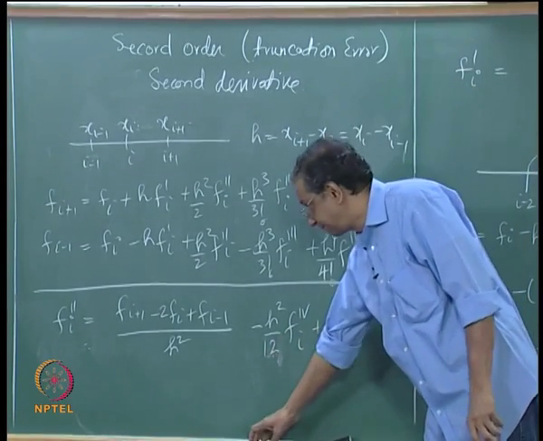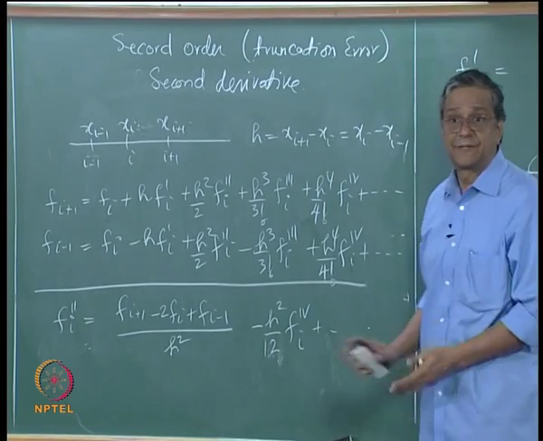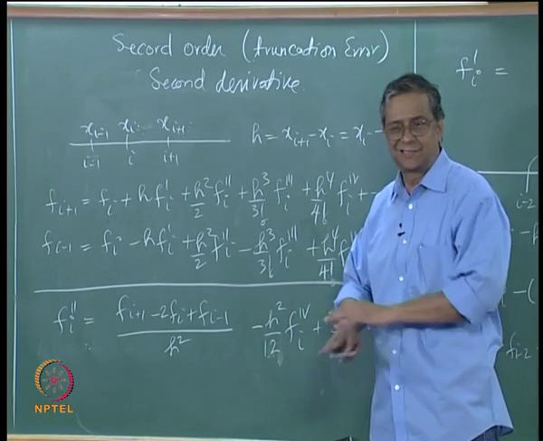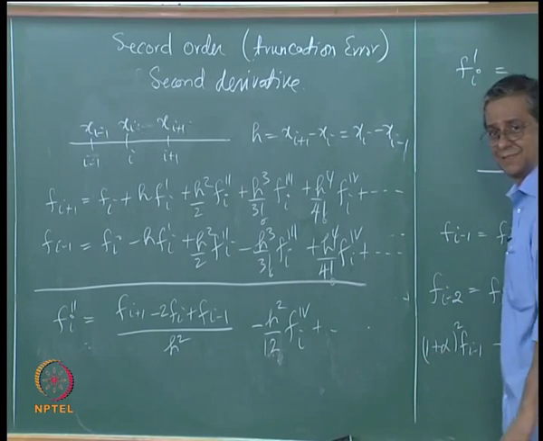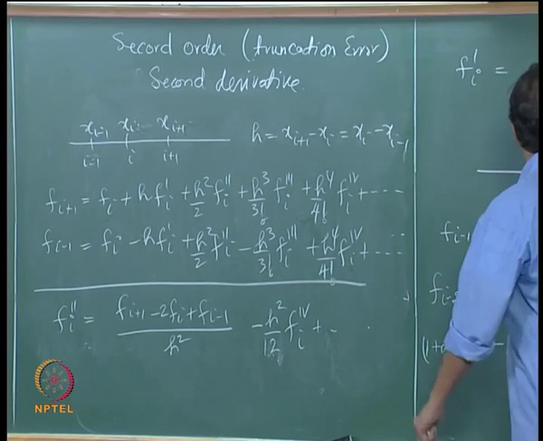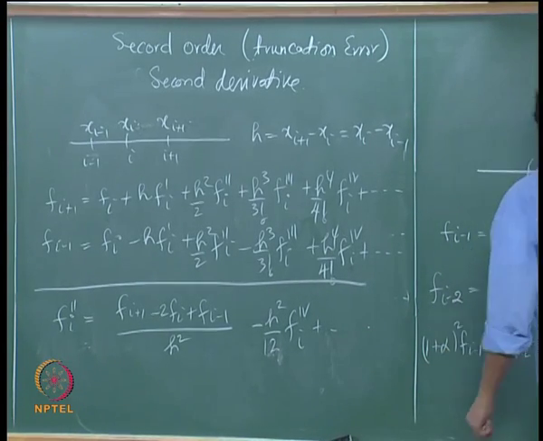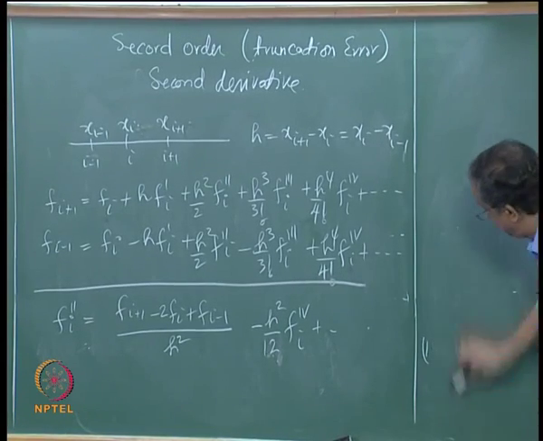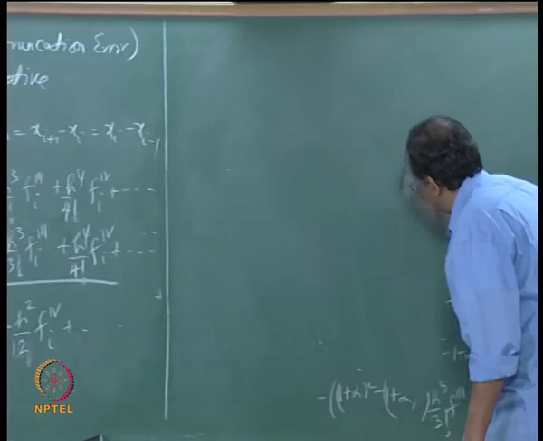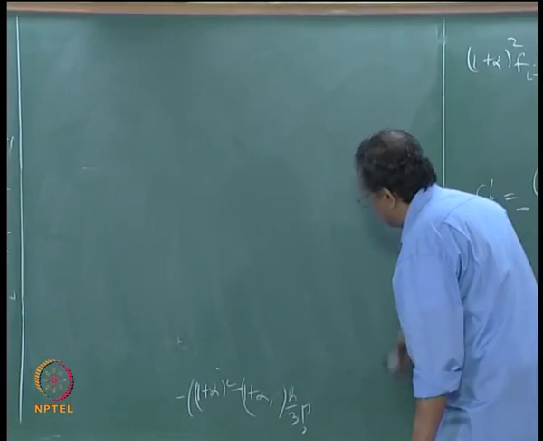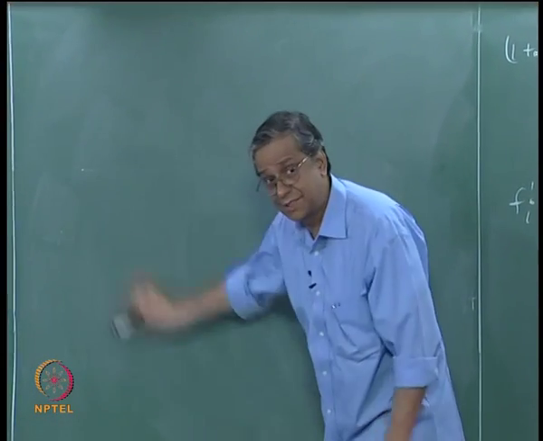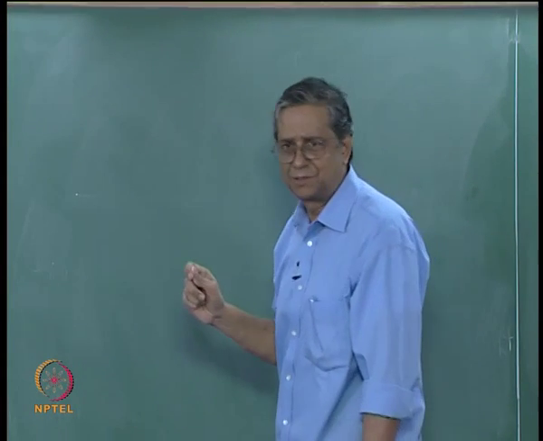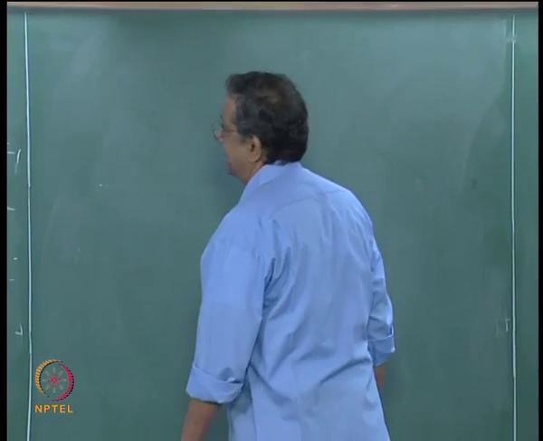We have seen this. So the question is, what happens if we take unequal intervals? We will look at that, and then we will close the subject of unequal intervals. So what happens if you take unequal intervals for the representation of the second derivative? We have seen what happens for the first derivative. For the first derivative, we still got a second order representation. It is just that the coefficient of that truncation term changed. We will see what happens here.